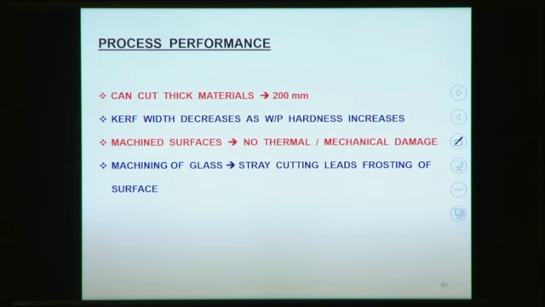So process performance. This abrasive water jet machining process, mostly used for cutting purposes, can cut thick material as much as 200 millimeter. Kerf width decreases as the workpiece hardness increases. On machined surfaces, there is no thermal damage and no mechanical damage. While machining glass using the abrasive water jet machining process, because of the divergence of the jet, instead of cutting, there will actually be a frosting operation.